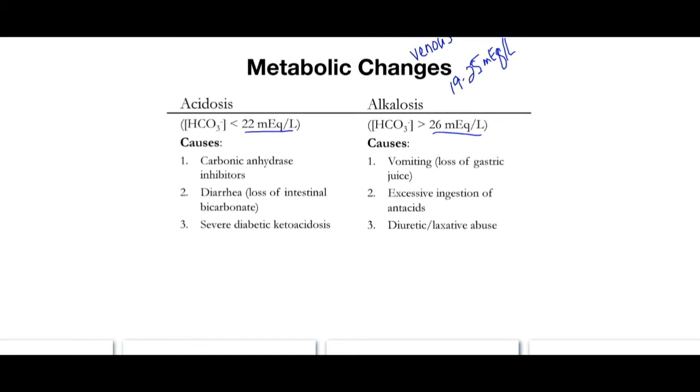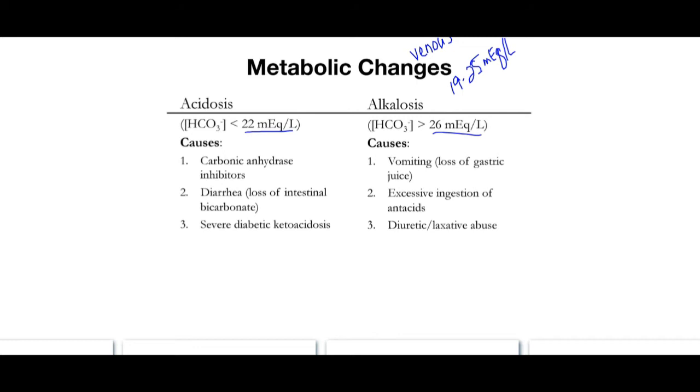Carbonic anhydrase inhibitors, diarrhea would be the loss of intestinal bicarbonate. That assumes that will persist, assuming that you are still able to eat, and therefore that diarrhea is able to continue because the secretions that are coming in the GI tract are not only very potassium rich, but they're also rich in bicarb. So chronic diarrhea would result in a loss of intestinal bicarbonate and can cause acidosis as a result, assuming that you're still eating.